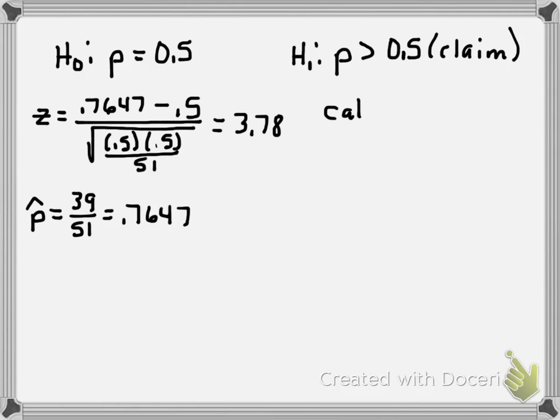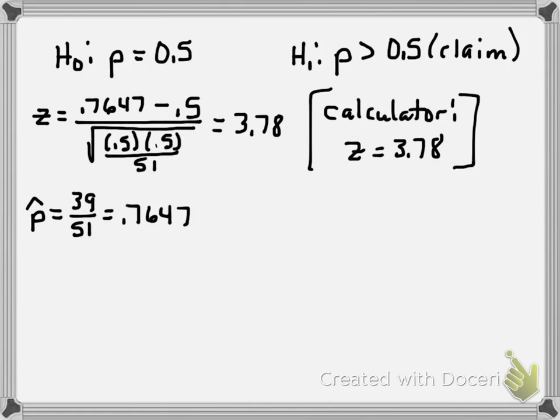Now if you use your calculator to find the test statistic, you should also find that Z is equal to 3.78. So at some point you'll want to watch the following viewlet so that you can learn how to use your calculator to find the test statistic.